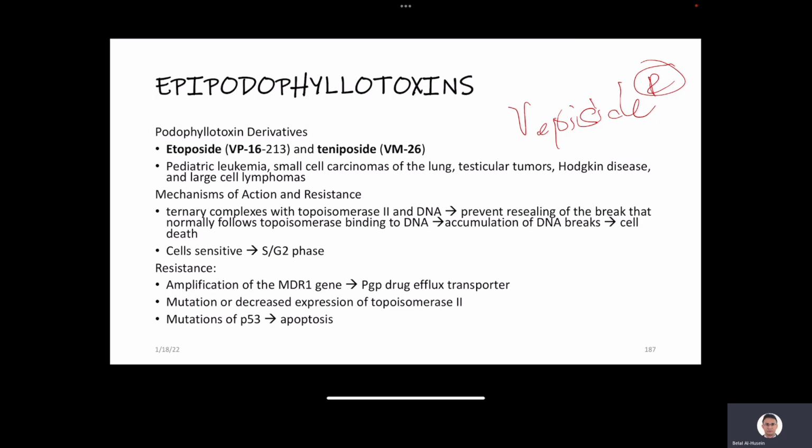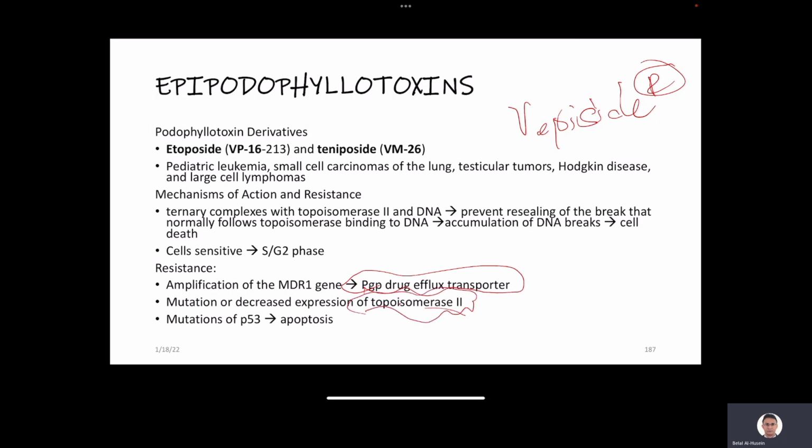The cells fail to repair that DNA break, and then the cells will undergo apoptosis because of active cell cycle checkpoints. Resistance is mediated through pumping of the drug outside of the cells using active efflux transporters like P-glycoproteins, or changes or mutations or reduction in expression of the target, which is topoisomerase 2.